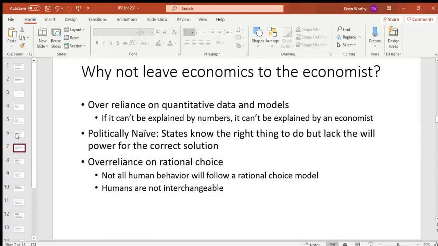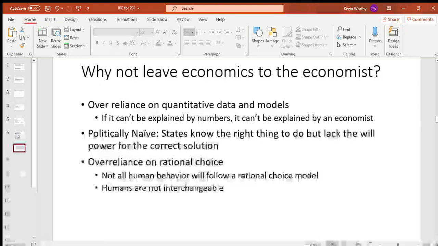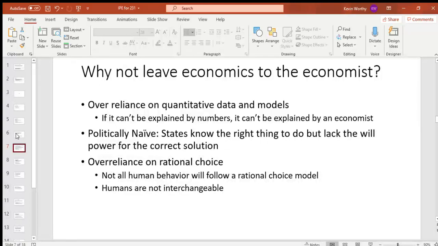The next part is that economists are politically naive. They will often say that if states just had the willpower to do it the right way, then everything would be fine, right? This is often a commentary in the past, not in the last 10 years, but an economist would say this is the right way, why don't you just do it the right way? And they would say you don't have the will to do it the right way, right? When in reality, if you're an elected official, you have a lot of things going on. It's not just economics. There are a lot of other factors that exist. So you can't just take the most economically sound position because you're worried about getting reelected.